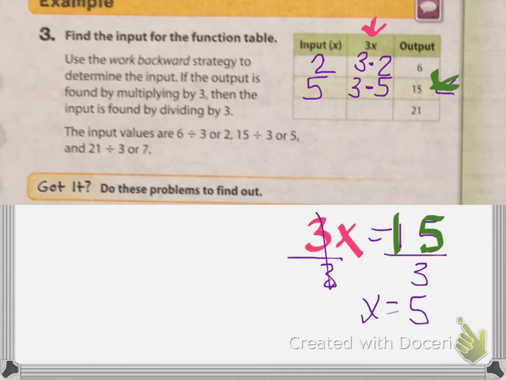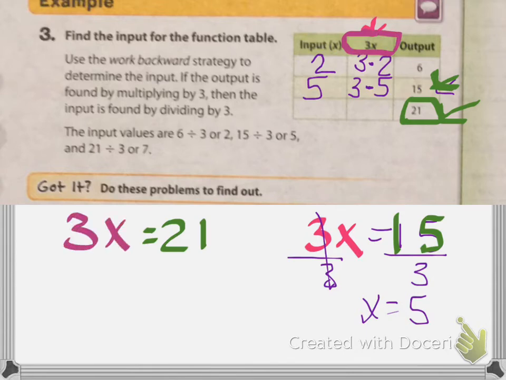Let's go ahead and look at the very last one that they have here, and I'll use the color coding system again. Okay, so as you see here, we have the 21. See that 21 right here? That's how we're going to get what goes on this right side of our equation. Then you can see here that we have our function rule, which is 3x, so that's how we get what goes on this side of the equation.